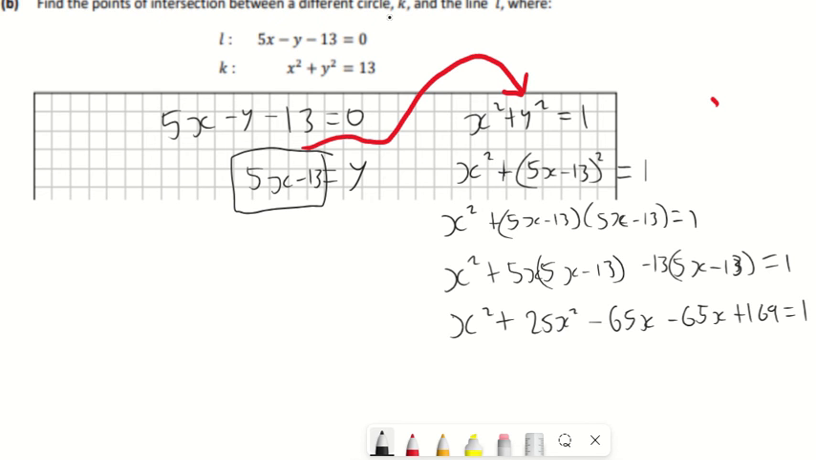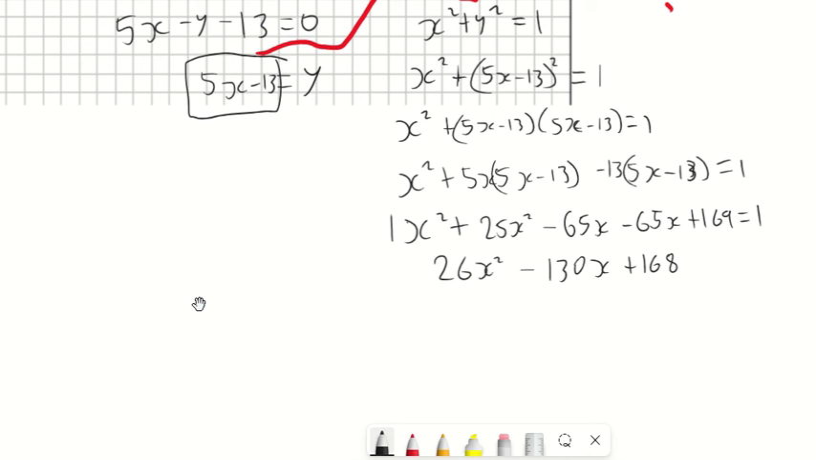So now if I put the x squareds together, I get 25x squared, and that's a 1x squared, so that's going to be 26x squared minus 130x and plus 168. Oh yes, I'm getting 168 there, sorry, because I'm moving the 1 across. I'm taking this 1 and bringing it across the equal sign, and it becomes a minus 1. So everything is equal to 0.